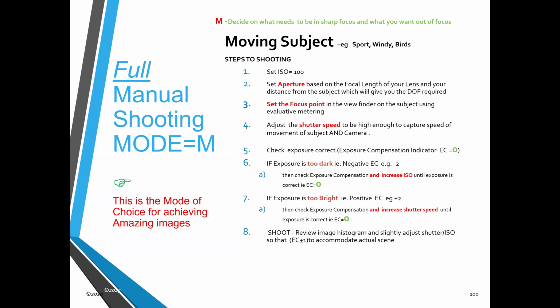Once I've achieved the minimum I need, and it's still too bright, so I'm shooting a person and I've got it on 100 and the photo is still too bright, I don't want to go less than ISO 100, so I increase my shutter speed until that exposure compensation comes back to 0. So it's just getting you used to this set of steps, and they become automatic.